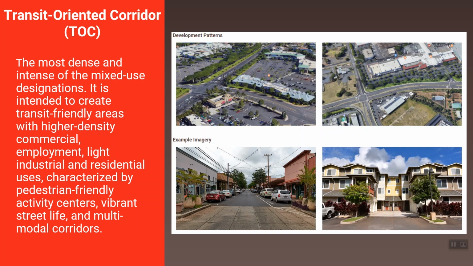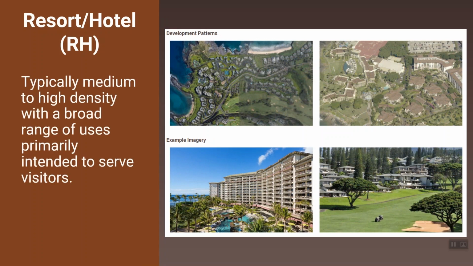Ka'ahumanu Avenue and Lahaina Gateway today don't exactly match the designation for transit-oriented corridor, but over time, with infill development and redevelopment, as well as adding more bus service, bike paths, and safe sidewalks, these areas can better serve our communities. Resort hotel is typically medium to high density with a broad range of uses primarily intended to serve visitors. Ka'anapali and parts of Wailea are good examples.